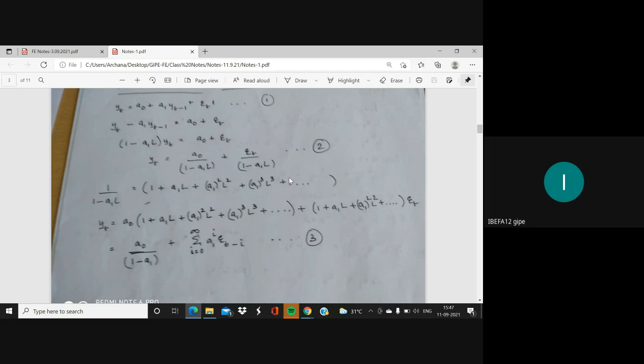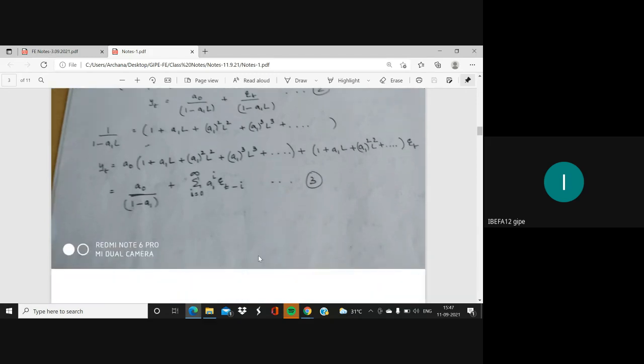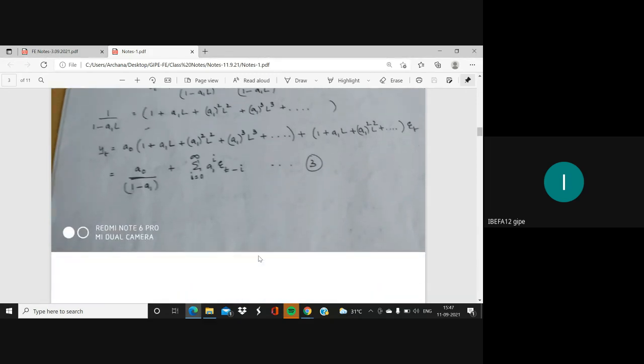You can stop here. If you're getting confused, just stop here. What I'm trying to show you is that you get the same results if you use both the methods, whether you use the method of lag operators or this method of iteration.